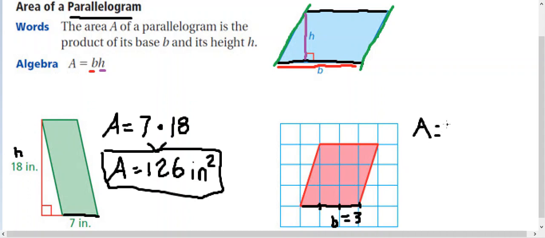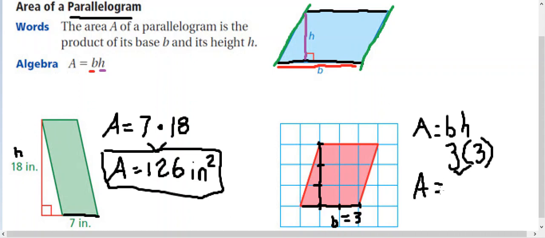So my area would equal b times h, and my base is 3. I've got to figure out what my height is. So my height, I can do the same thing. That's how tall it is. It's going to be here. How many boxes is my height? I have 1, 2, 3. So my height is 3. So my area would equal, what's 3 times 3? 3 times 3 is 9. And there's no units of measure, so we just put units squared. So my answer is 9 units squared.